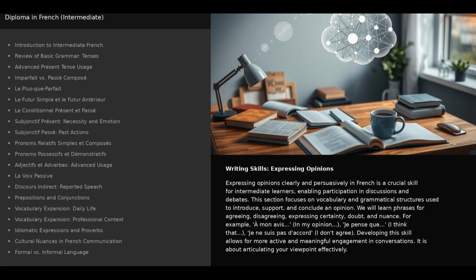For example, à mon avis, in my opinion, je pense que, I think that, je ne suis pas d'accord, I don't agree. Developing this skill allows for more active and meaningful engagement in conversations. It is about articulating your viewpoint effectively.